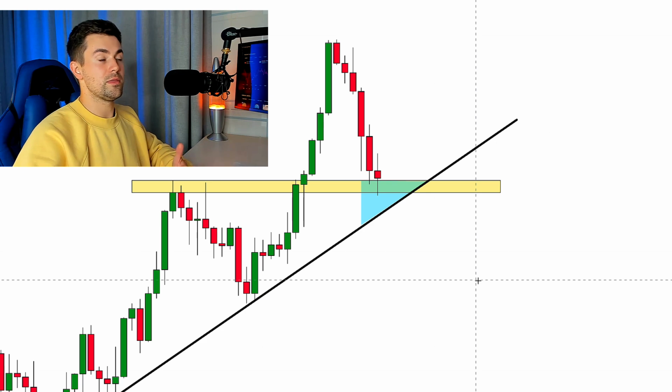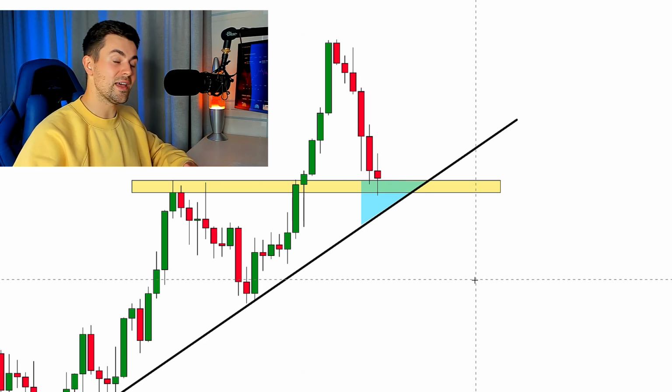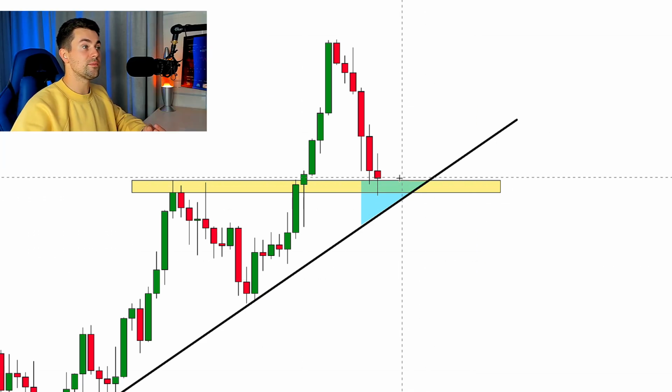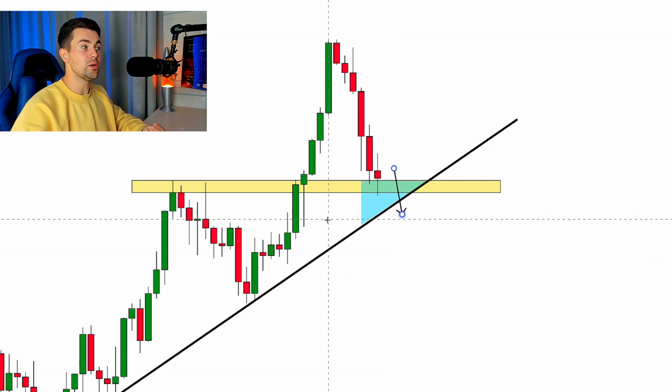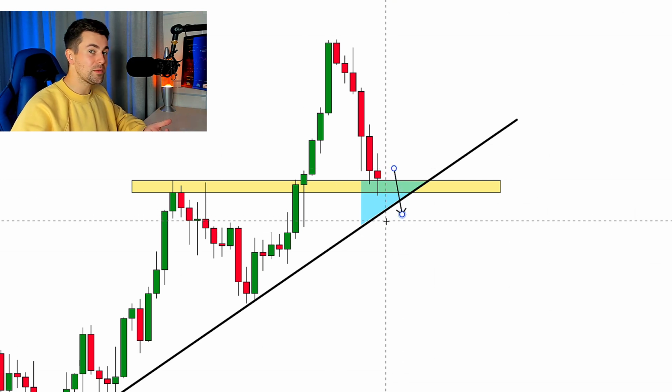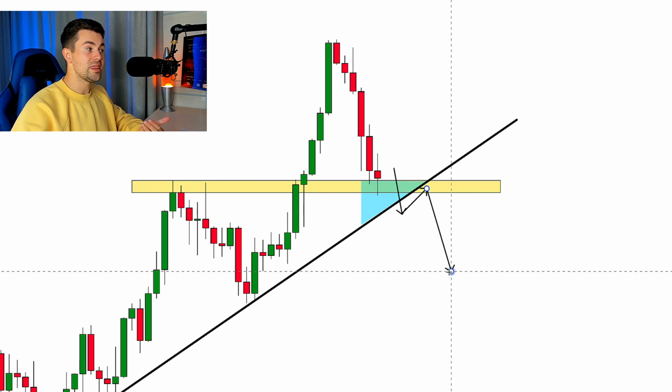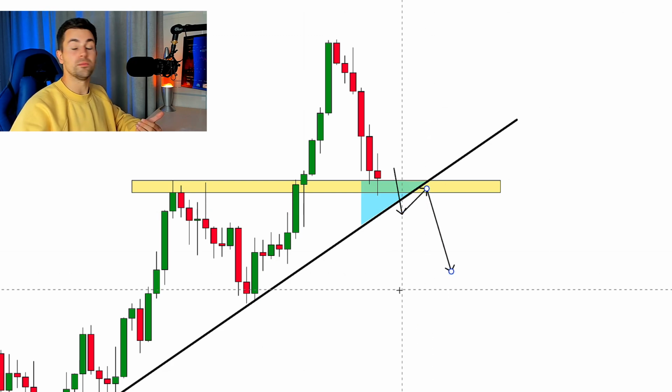Also remember that next week we are expecting the Fed interest rate decision, and if the price breaks and closes below that blue area, that will be a strong bearish signal, and that will push the price much lower.